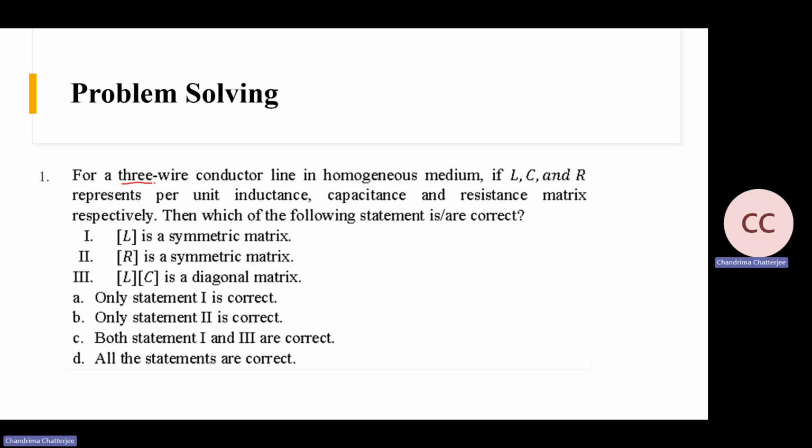So first of all, a three-wire conductor line in homogeneous medium, and L, C, R represent the per unit length inductance, capacitance, resistance matrix. Then we need to know what are the properties of these matrices. Whether L is a symmetric matrix, R is a symmetric matrix, LC is a diagonal matrix.